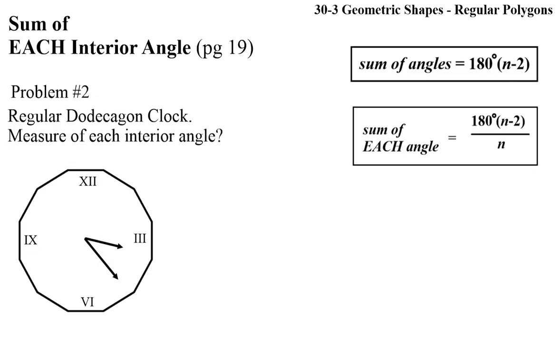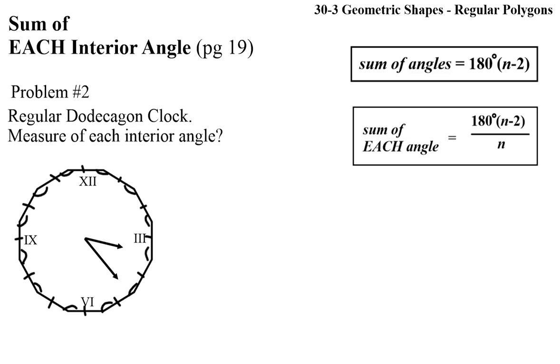So problem number 2 on page 19. Shelby's building her mom a special wall clock. She wants to make it in the shape of a regular dodecagon. What is the measure of each angle? So here's the dodecagon clock. If you count 1, 2, 3, 4, 5, 6, 7, 8, 9, 10, 11, 12 sides, dodecagon, which means 1, 2, 3, 4, 5, 6, 7, 8, 9, 10, 11, 12 angles.